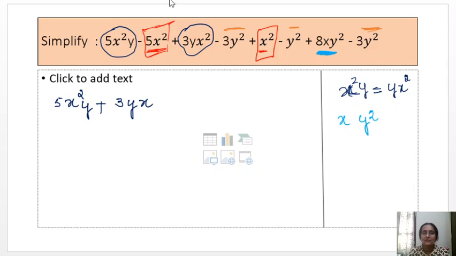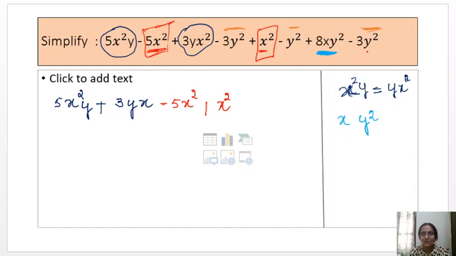Let me change the color. Now it is minus 5x square, which is the x square term. It is a plus x square. Yeah, next term, okay.